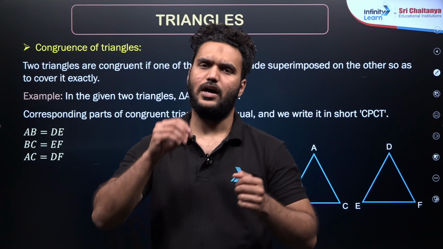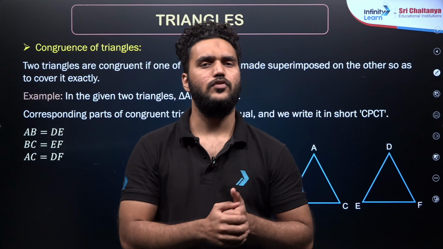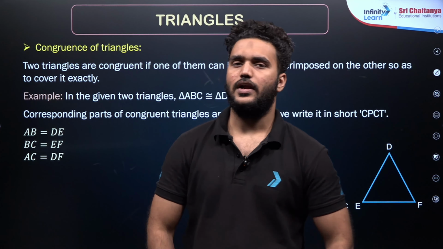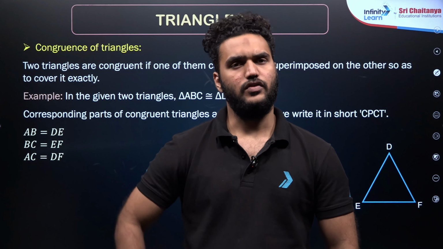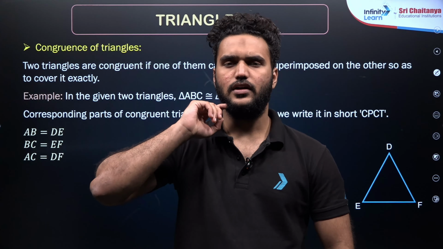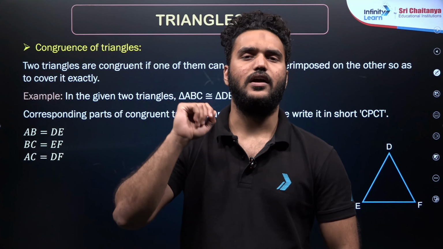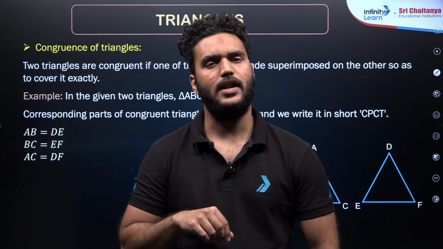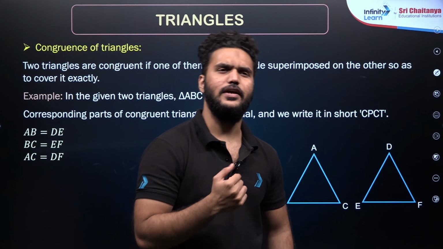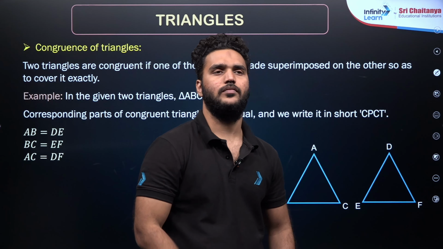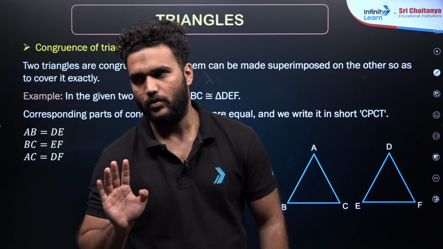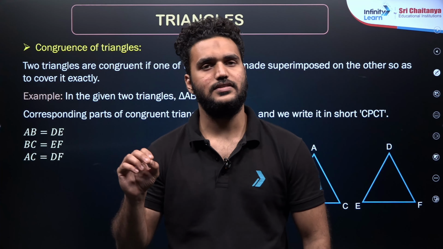Now in this chapter, most of the time what you will do is find the congruency of triangles. I will give you two triangles, and you have to tell me whether these two triangles are equal or congruent or not. But sir, to find that, we have to find every side of the triangle, every angle, then the perimeter, then the area, and then we can say yes, all are equal. No, that is not what you have to do. There is a set of rules.